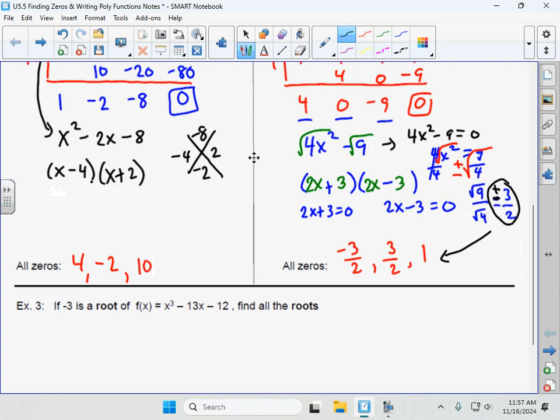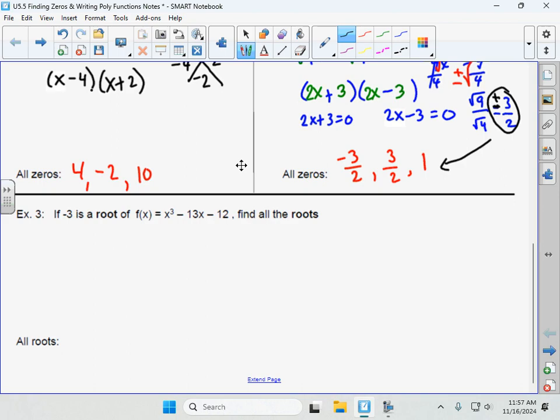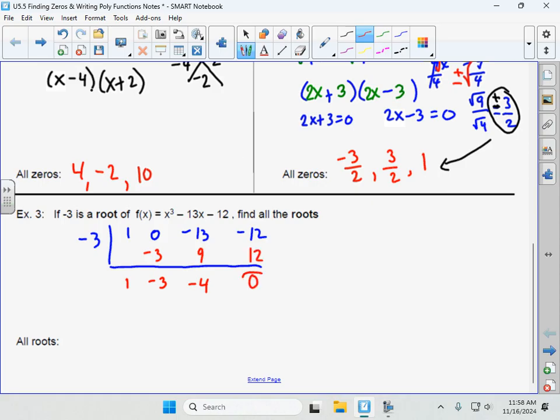All right, so let's do example 3. -3 is a root to this polynomial. Find all the roots. Remember, roots are the same as solutions or zeros. So we're going to do it basically the same that we did for number 2. We don't change the sign, so we keep it at -3. The coefficients are 1. Now, we don't have an x squared in this, so we're going to put a 0 as the placeholder, then -13 and -12. Let's go ahead and finish this synthetic division. All right, got the remainder of 0.